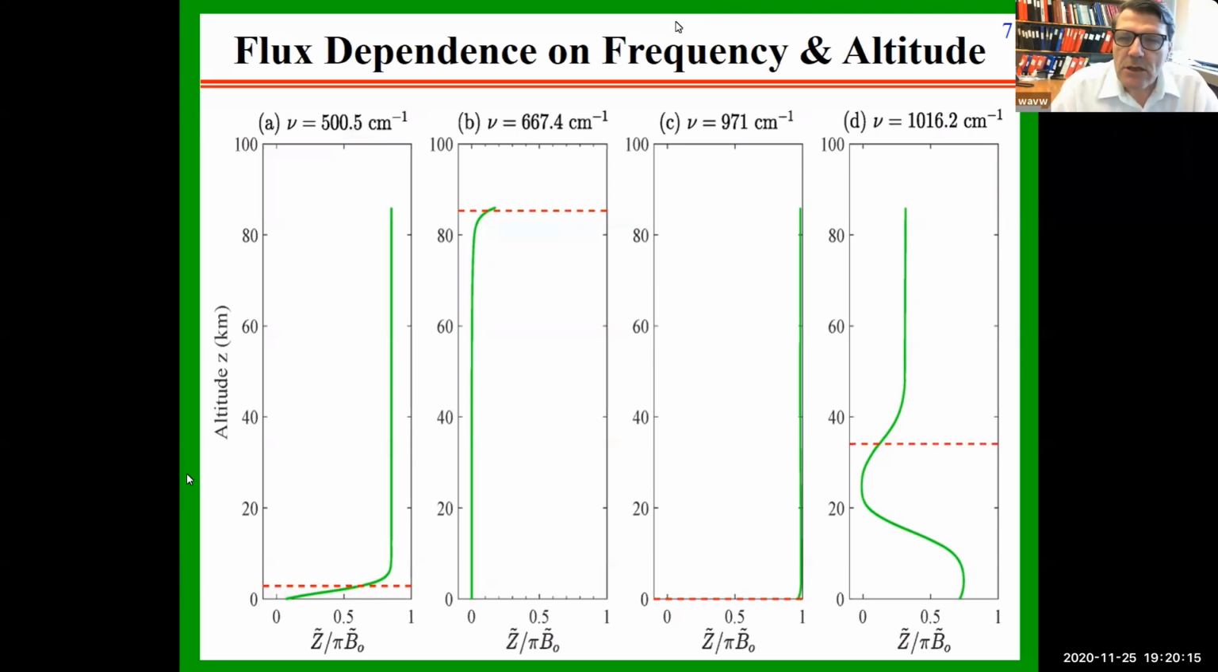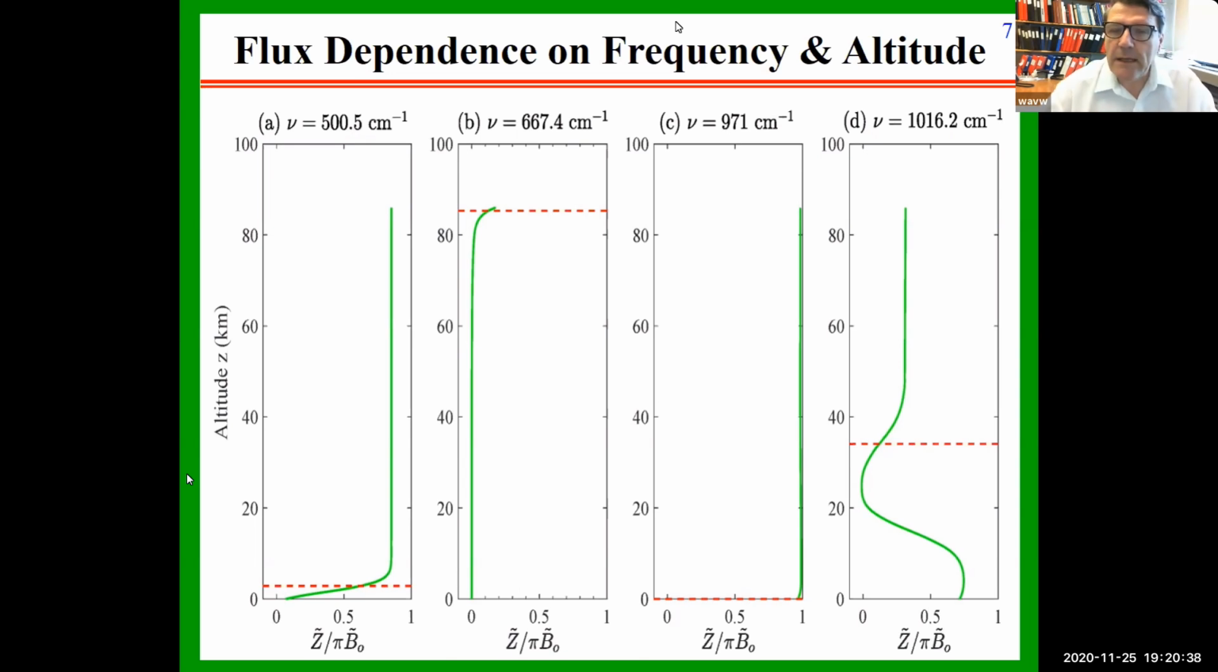Part C shows a photon at frequency 971 wave numbers. None of these gases that we've talked about, CO2, water vapor, ozone, etc., absorb that color. So you can nicely escape the Earth. The Earth's atmosphere is transparent at that frequency.